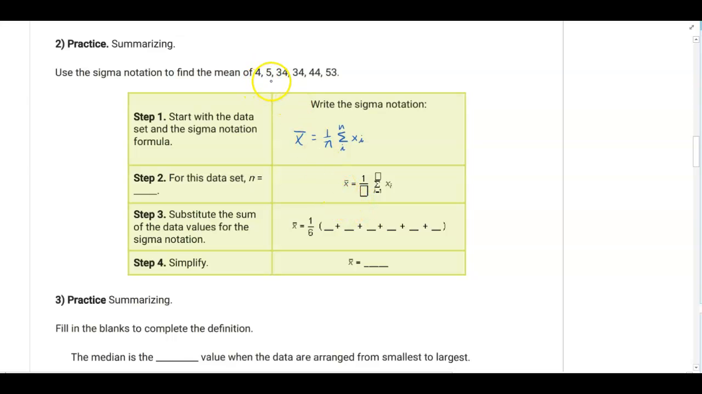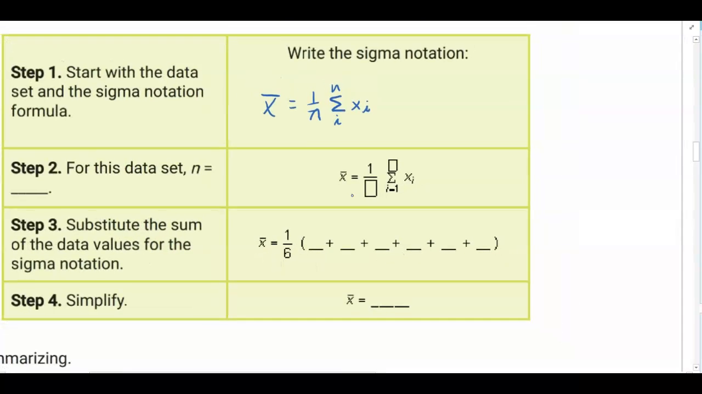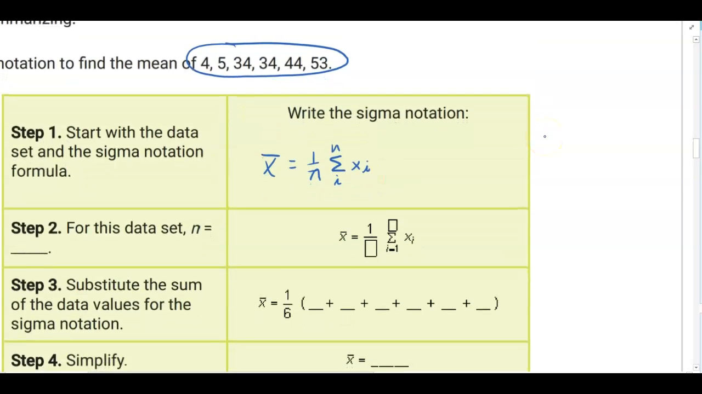Now, this is our data set here. You know the mean is going to equal, and actually let me make this bigger so it's easier to see, the mean is equal to 1 over how many terms do I have in that set of data? Well, I have 1, 2, 3, 4, 5, 6 terms. So it would be 1 over 6. Now, that means i equals 1, and up here is 6.